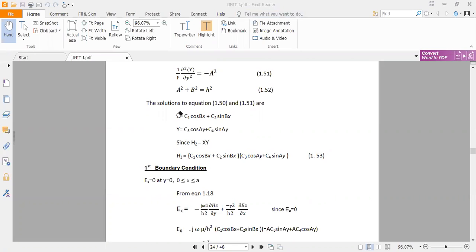But where does the difference come? Actually, when we did the analysis of TM mode, we took the tangential component. This is a rectangular waveguide. The tangential component of the electric field vector is equal to 0. That's why everywhere we considered the boundary Ez is equal to 0 and applied the boundary condition.